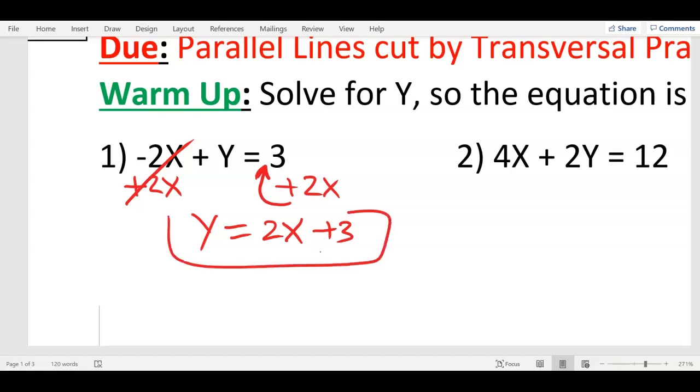Now, we're actually done, because it's y equals. Over 1, you know, I don't mind, but usually you'll just see it as 2x plus 3. But that's it. Okay? So I think you can do that.